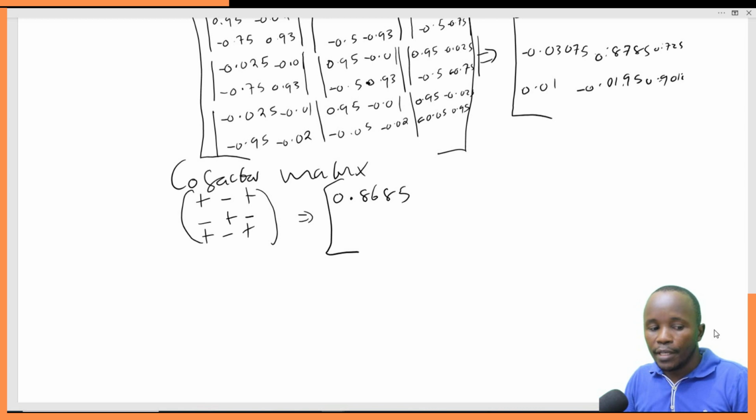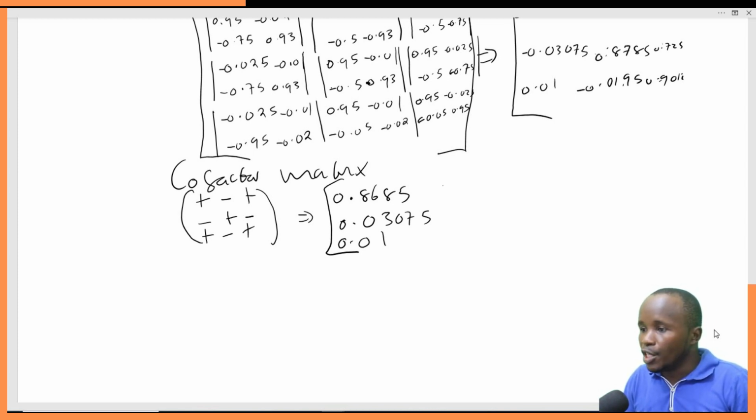So this will give me, now this becomes positive. That is 0.03075. The other one remained positive, 0.01. We are done with that one. We move to the second column.